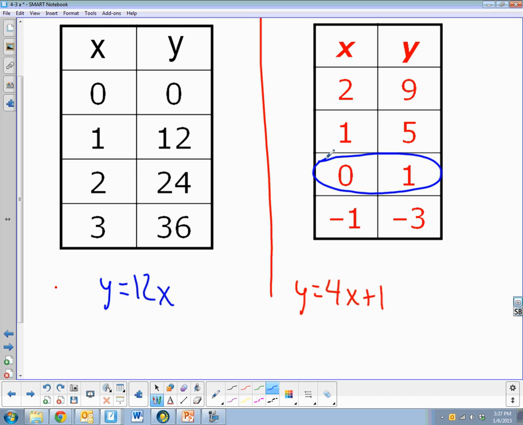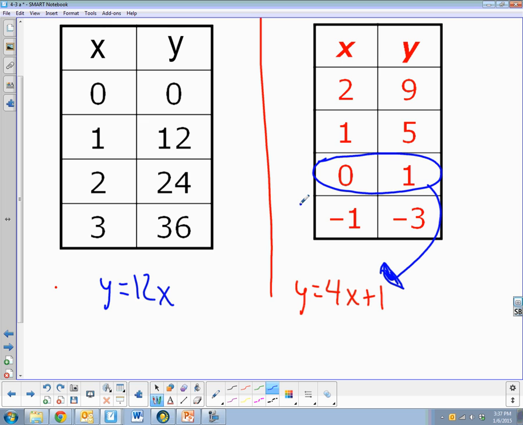Because the only way to get from 0 to 1, it kind of narrows our field a little bit. There's only one way to get from 0 to 1, and that's by adding 1. And so by looking at when x is 0 and what y is, I can figure out what kind of adding needs to happen. So from 0 to 1, the only way is to do plus 1.